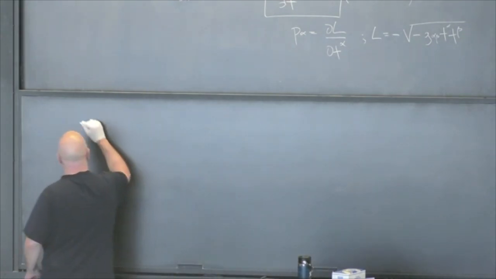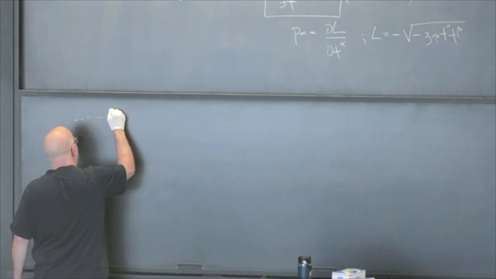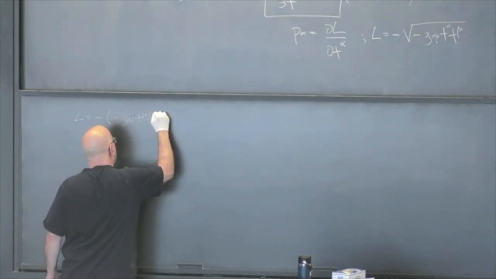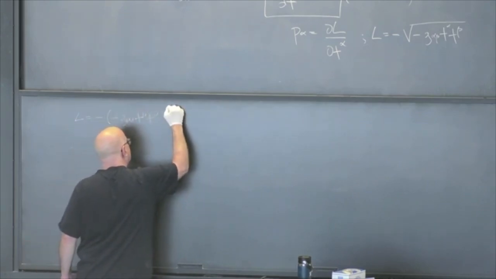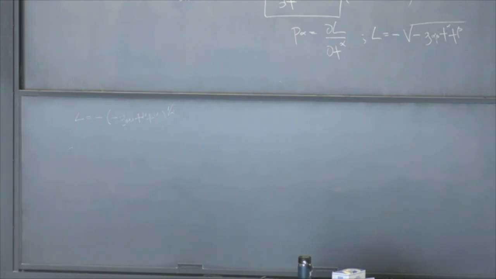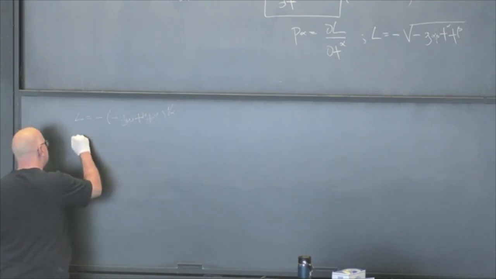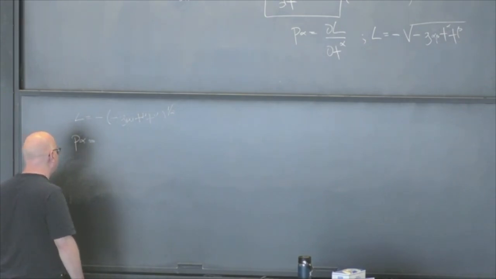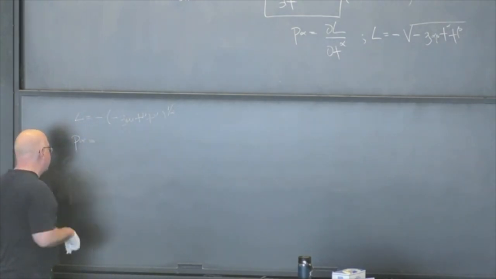Okay, so let me write the Lagrangian as minus, minus. I'll rename the indices here so I don't get into trouble. So that's the thing that we have to differentiate with respect to T alpha to define the momentum. So what do we get? So we differentiate, so I'll just carry out the differentiation.